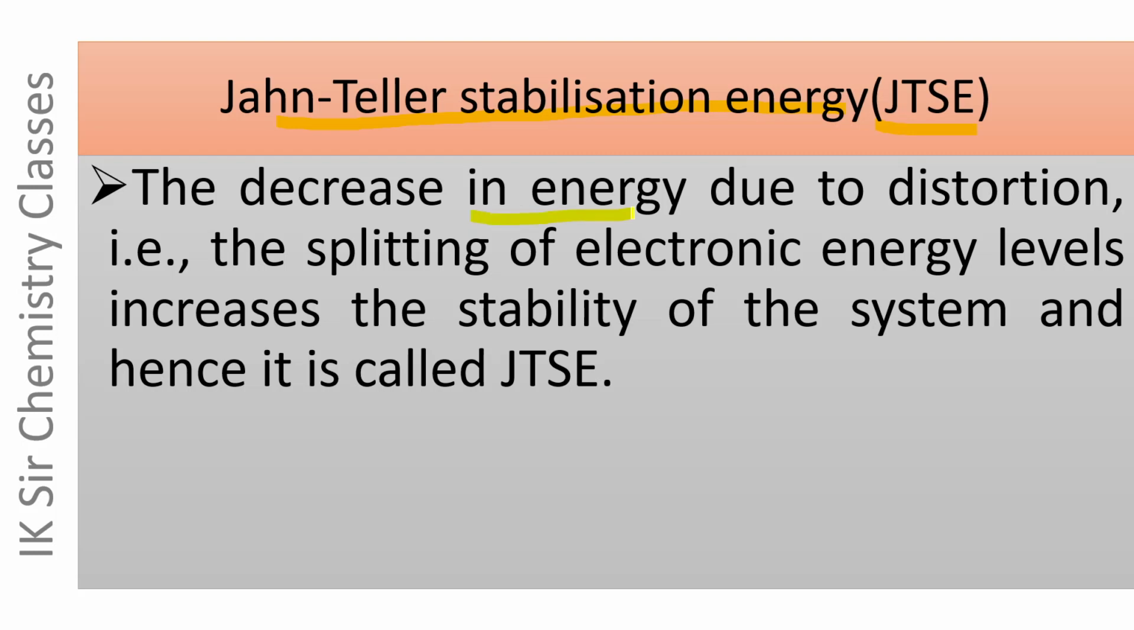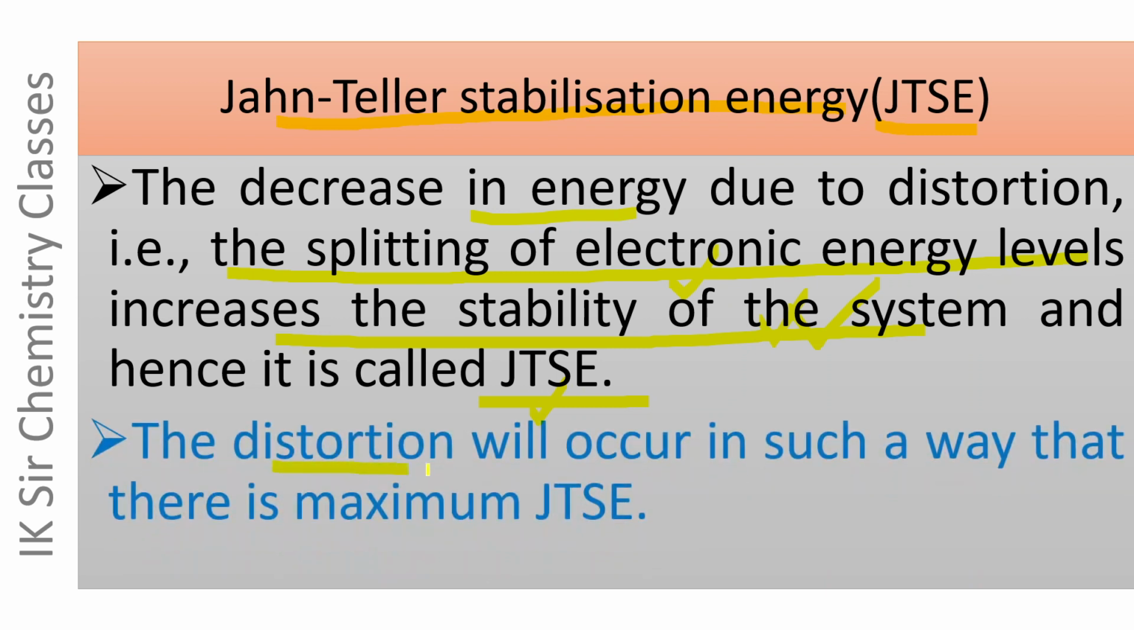The decrease in energy due to distortion, that is a splitting of electronic energy levels, increases the stability of the system, and hence it is called Jahn Teller Stabilization energy. We have already discussed that a splitting of electronic states or distortion in geometry leads to a decrease in the energy of the system and increases the stability of the system, and hence this decrease in energy is known as Jahn Teller Stabilization energy.